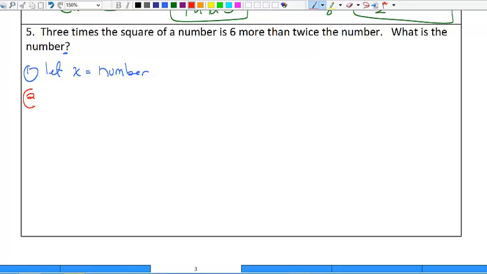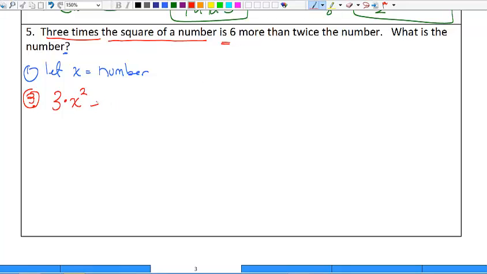Not so much. So step 3 says to write your equation. So I have to go back and read it one more time and make sure that I am writing the equation that they were giving me. 3 times. Okay, stop right there. 3 times. I can write 3 times. Let's keep reading then. The square of a number. Okay, the square of a number. Well, that's just x squared.